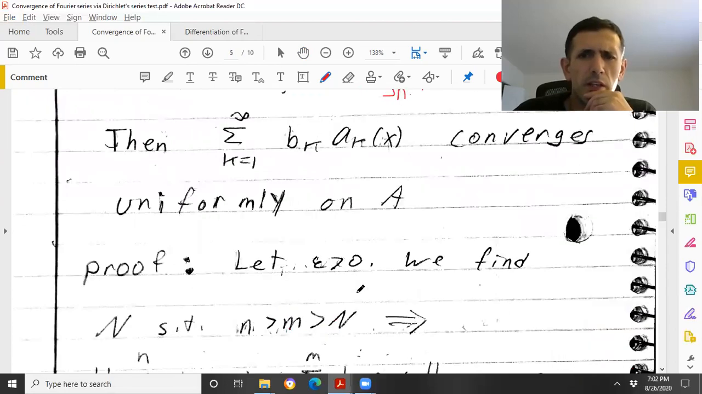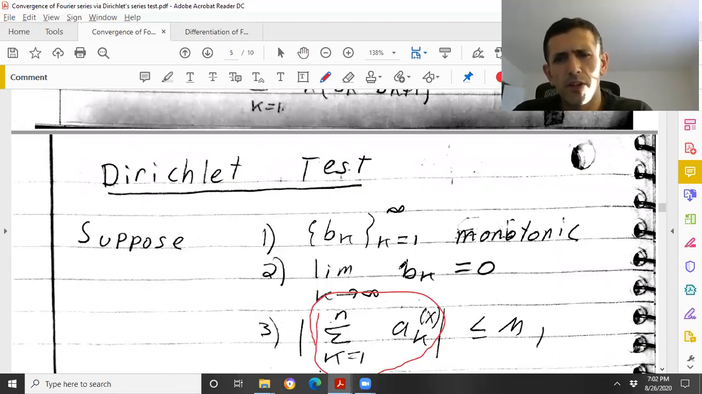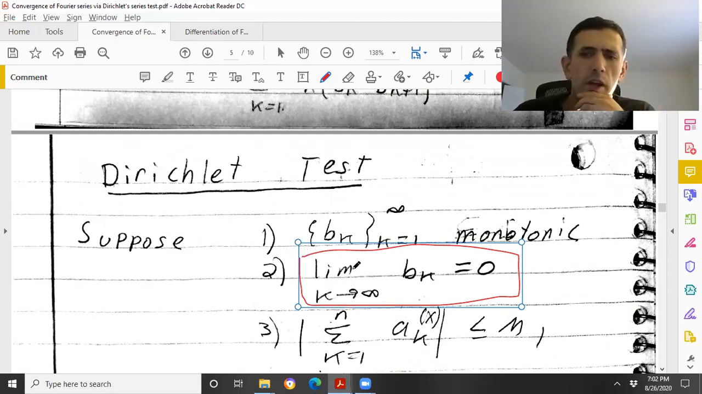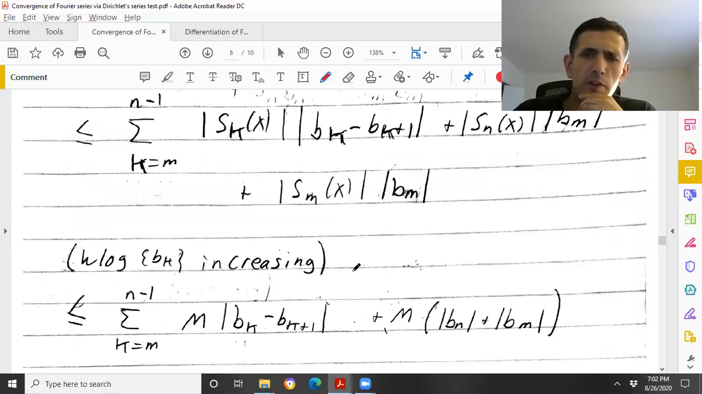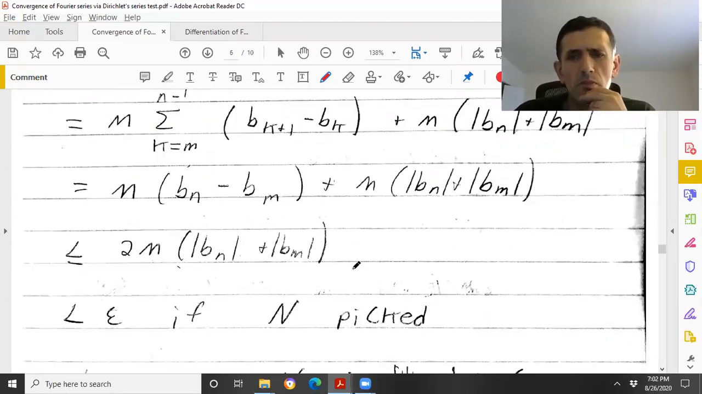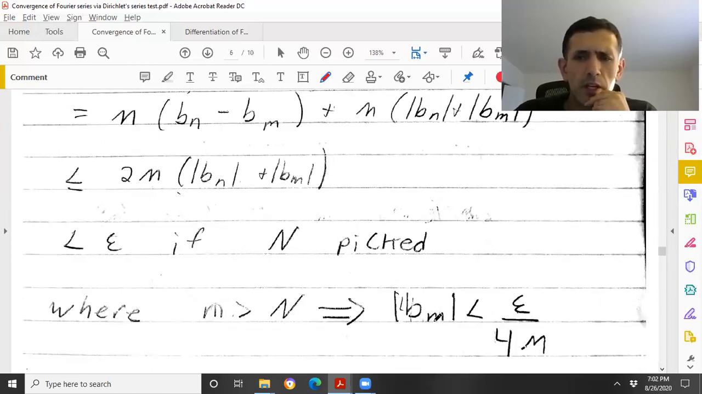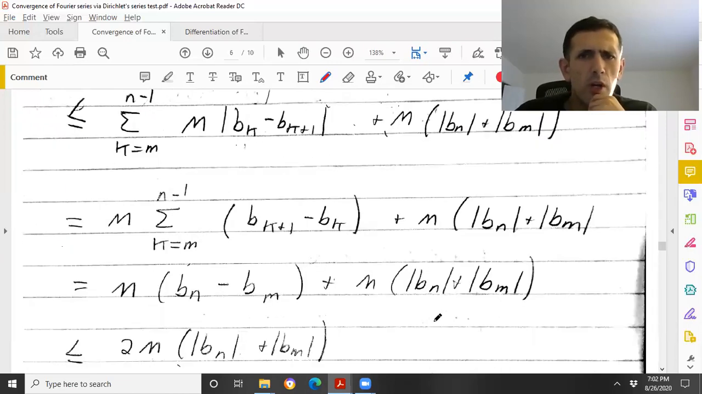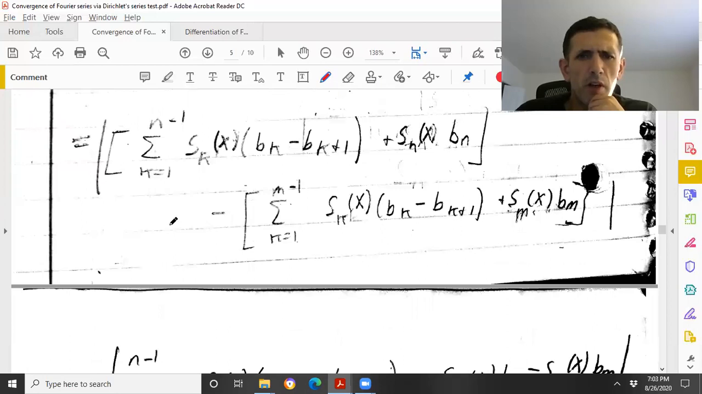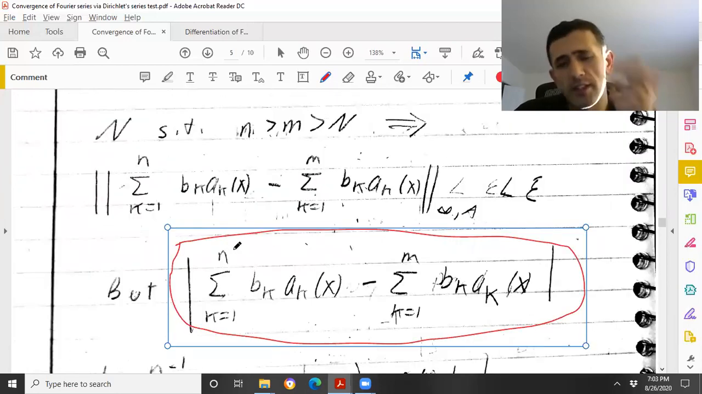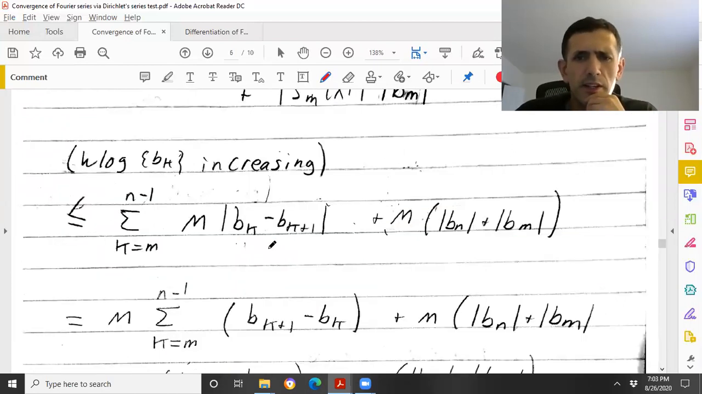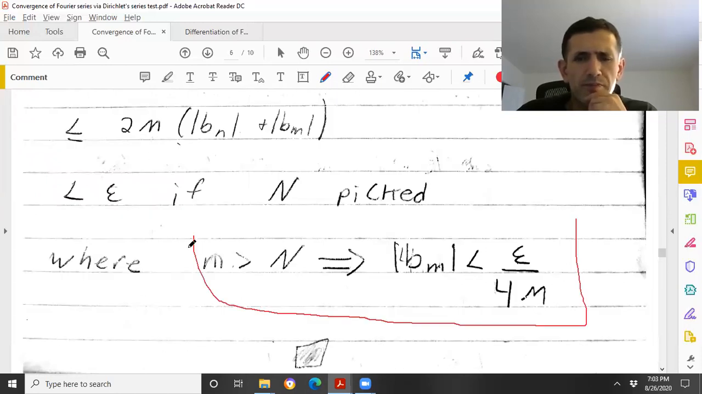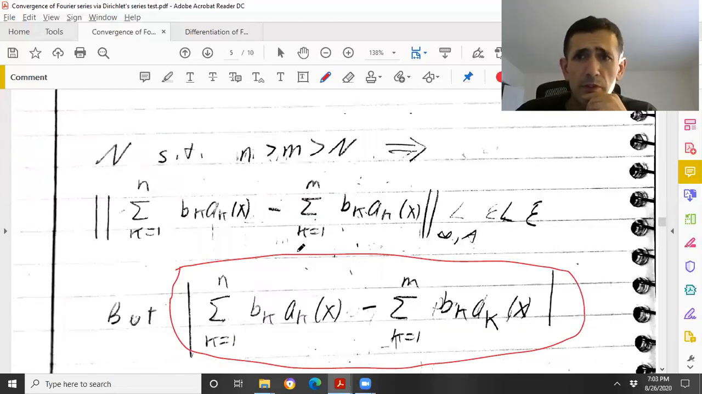We're assuming, let's get rid of all this. Sorry about that. We're assuming that the b_k's converge to 0 as k goes to infinity. So it's a really beautiful application of summation by parts. Right, and that proves it. Everything was independent of x completely. So the supremum of this whole thing over x is less than epsilon, where big N is picked where this is true. Right, and that proves uniform convergence.